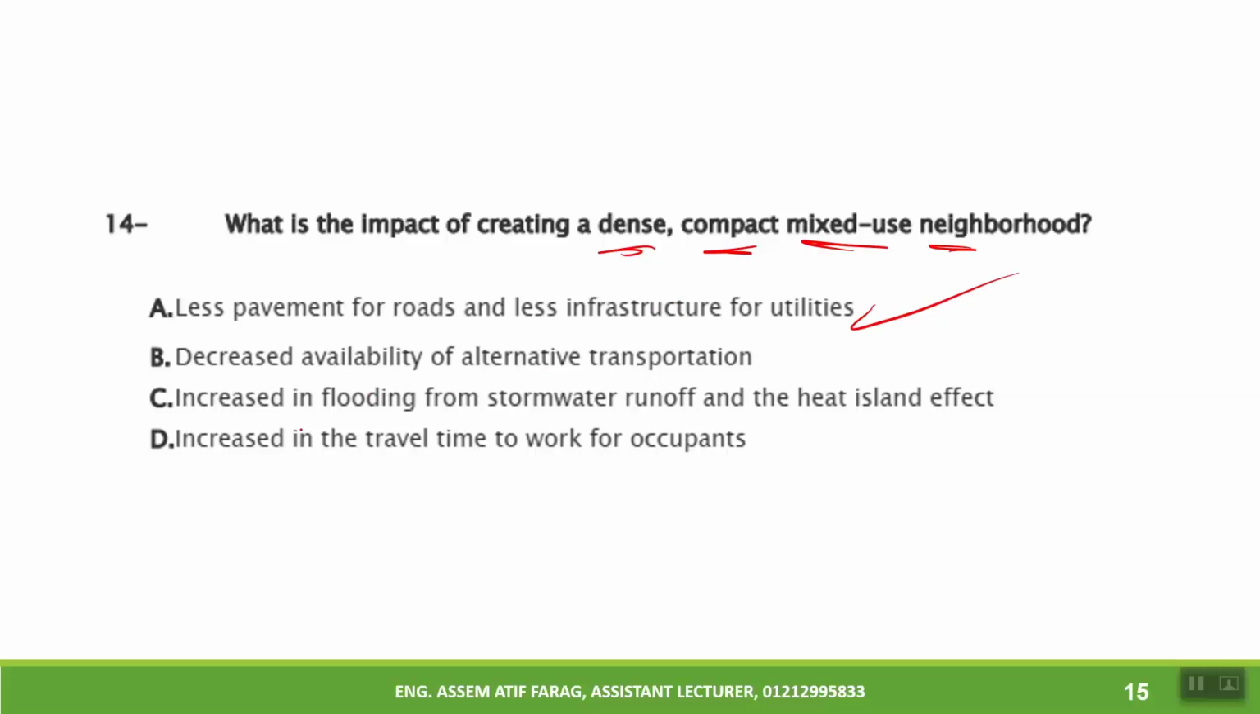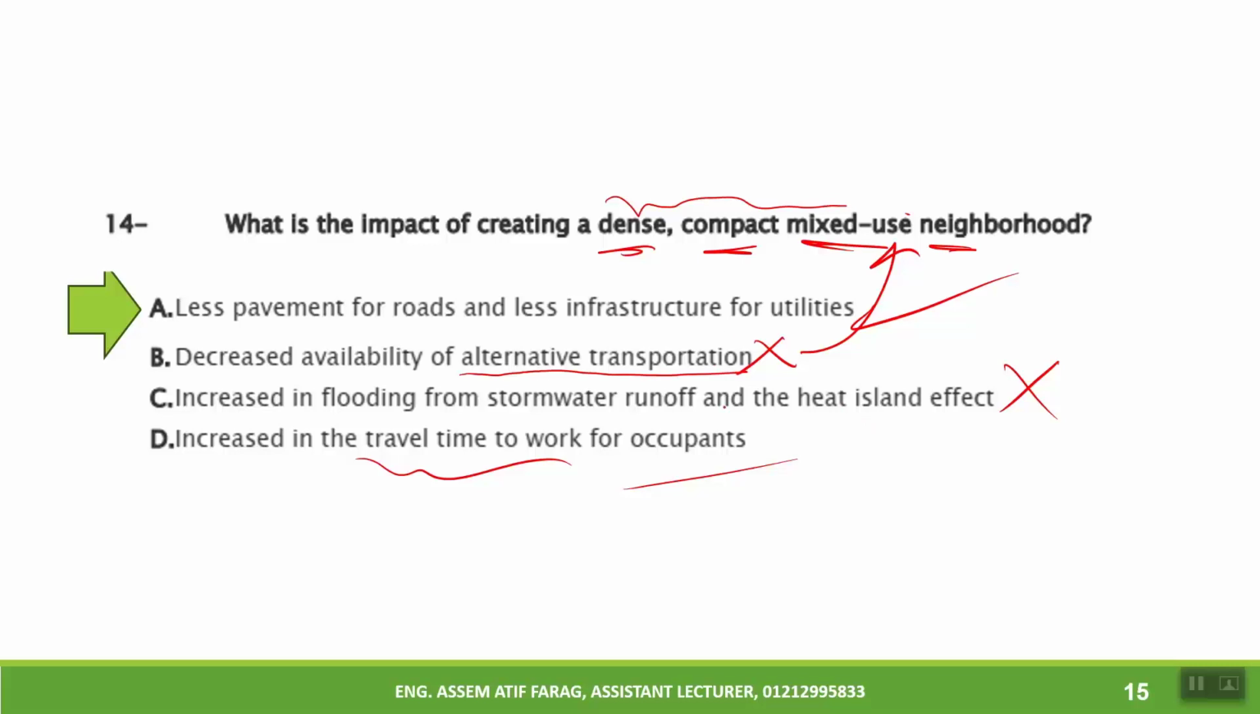For the rest, they are wrong options, but we will read them to understand why they are wrong. Decreased availability of alternative transportation. Alternative transportation means green vehicles. This does not relate to using a compact or mixed-use neighborhood. Increase in flooding from stormwater runoff and the heat island effect. This is also unrelated. Increased travel time to work for occupants. Actually, if we use a dense, compact, mixed-use neighborhood, the travel time will be reduced. So this option is also wrong. Then the best option is option number A.